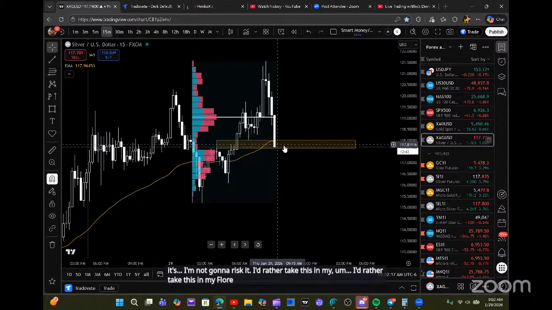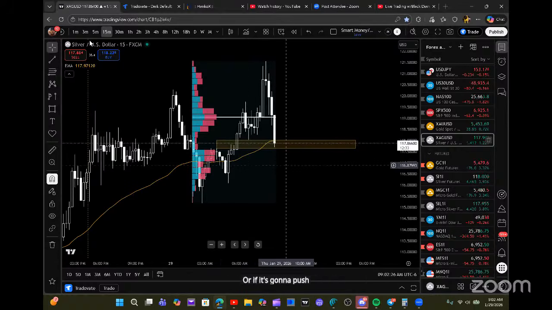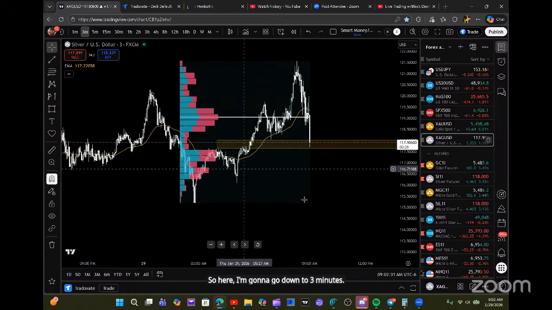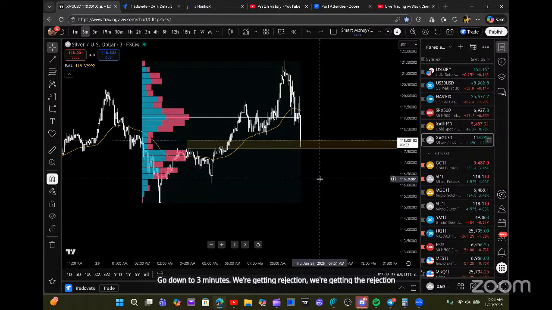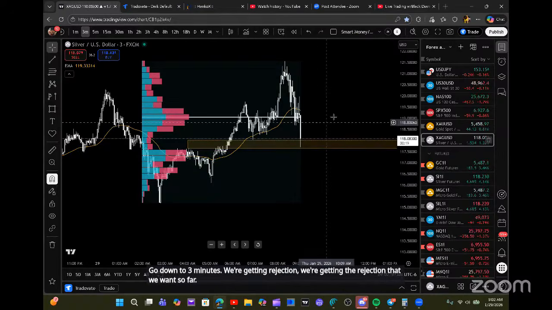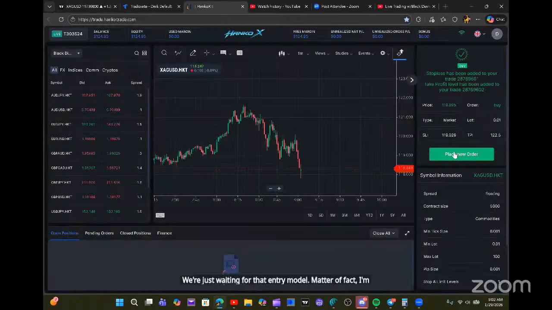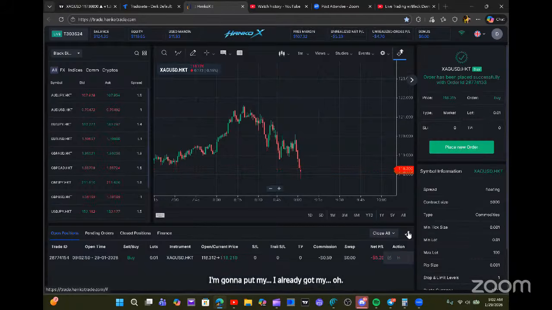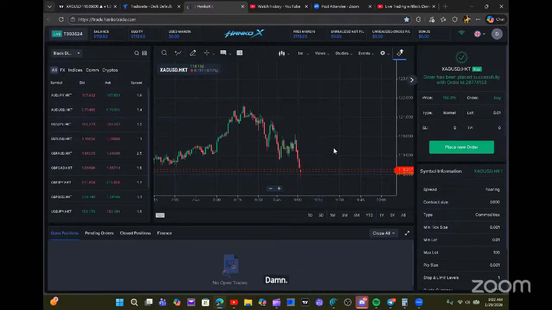All right, so here we go. We're in that zone right now. Let's see if we can get an entry model from here or if it's gonna push a little bit further down. So here I'm gonna go down to 3 minutes. We're getting the rejection that we want so far. We're just waiting for that entry model. Matter of fact, I'm gonna go to my Hanko trade. I already got my, oh no, I didn't want to enter. Damn, lost $5 just that quick.